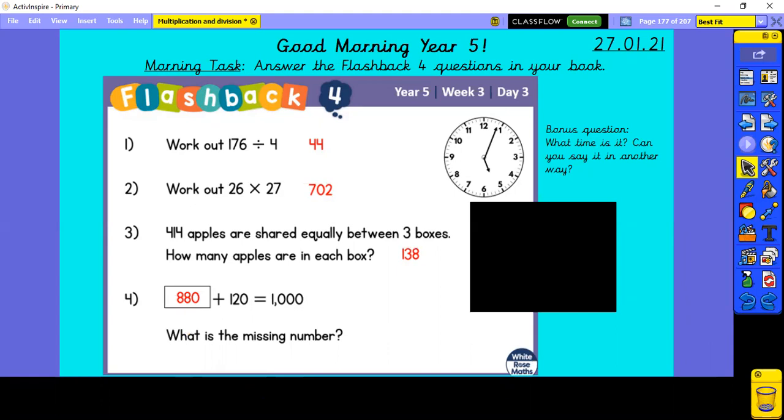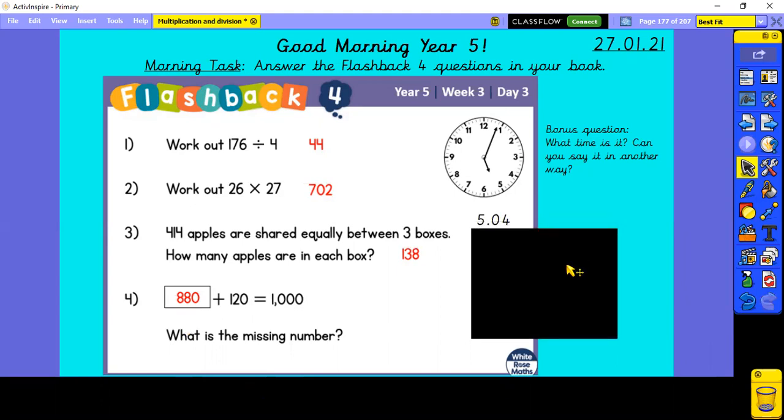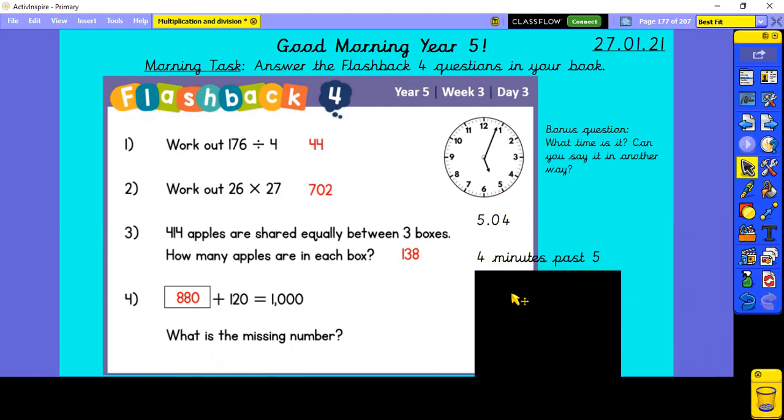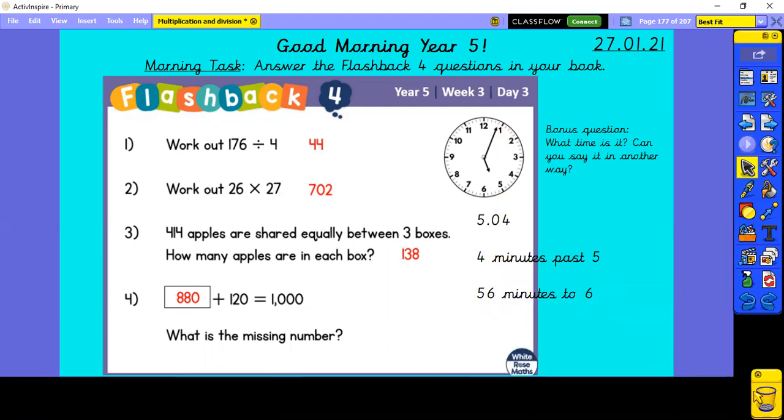Okay, now on to our bonus question. So what time is it? And can you say it in another way? So the time is 5:04 because our little hand is on the 5 and our big hand is on the 4. We can say 4 minutes past 5, and we could also say, but we don't tend to say, 56 minutes to 6. So what I want you to do now is pause the video and mark your flashback 4 answers in a different coloured pen to see how you got on.